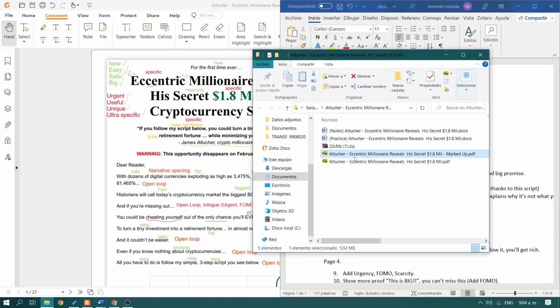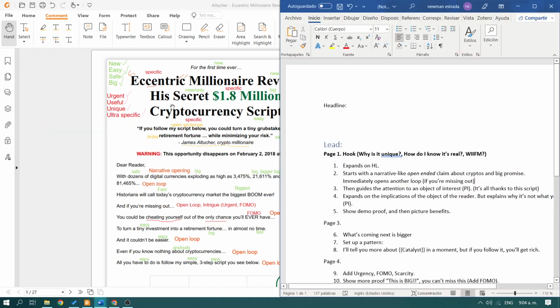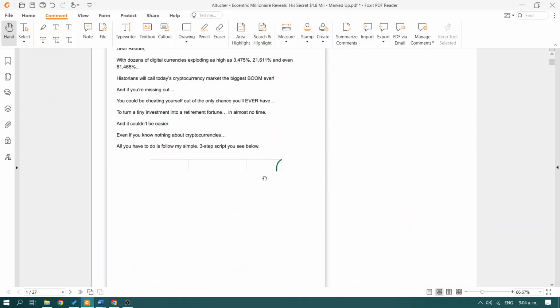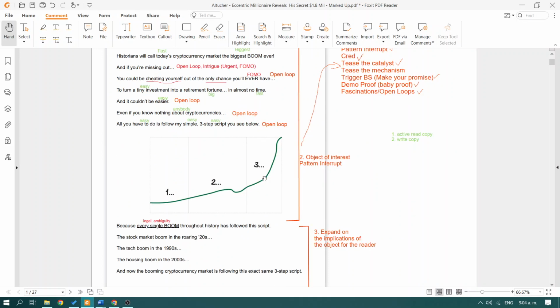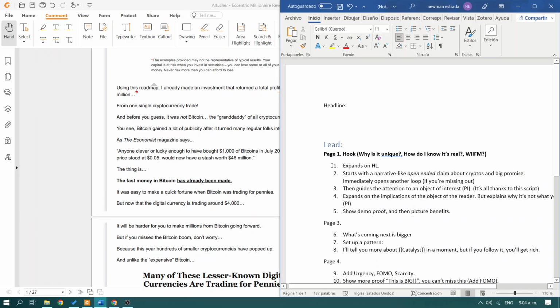So this is the sales letter. This is the sales letter marked up, and these are my notes, and this is practice. But let's say I mark up my PDF and I make notes there, as you can see, and then later when I end taking notes for the day, or maybe the next day, I turn them into notes in a text document, right?